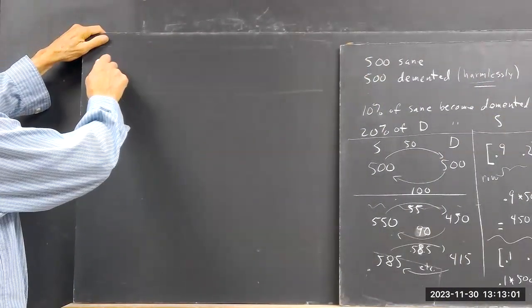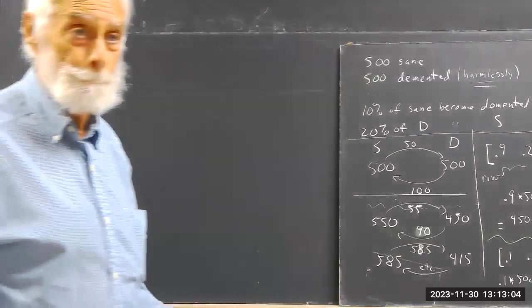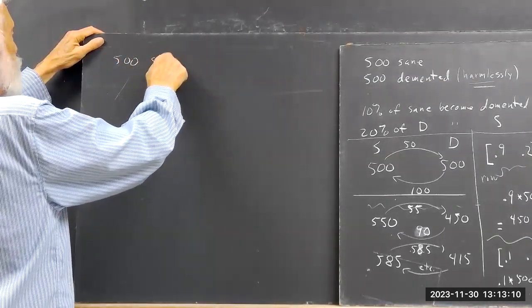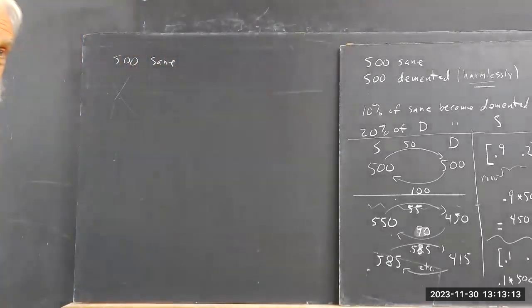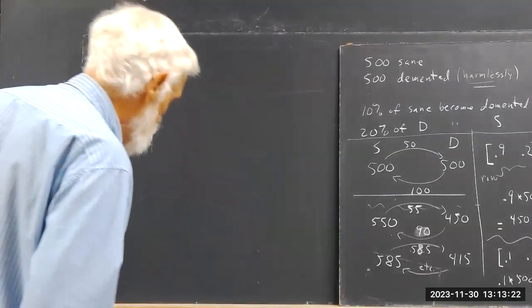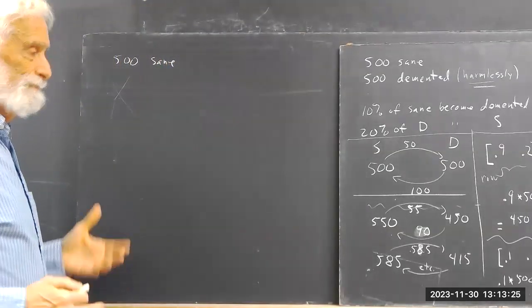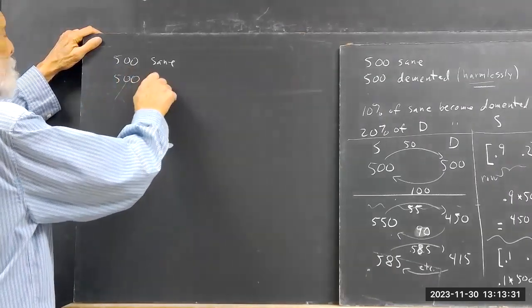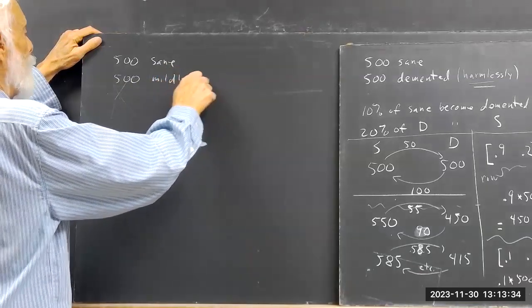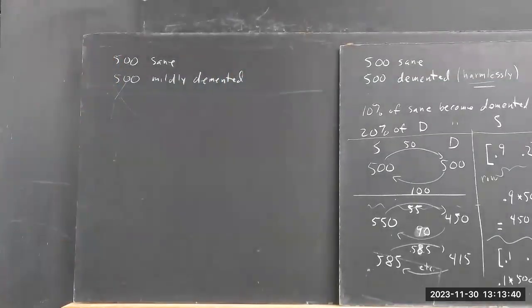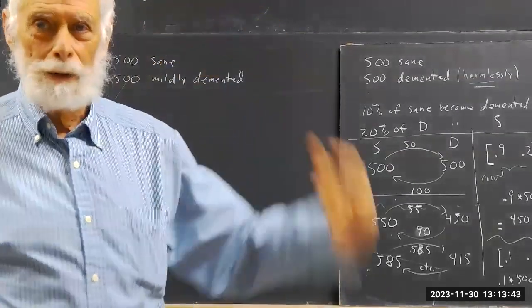Okay, so we have this exam time, right? Let's say we've got 1,000 students coming into exams. They've all got at least 3 exams. Okay. It's the end of the semester. I'm going to say 500 of those 1,000 students are basically sane. And 500 are mildly demented. Okay. Demented means literally kind of losing your mind a little bit.